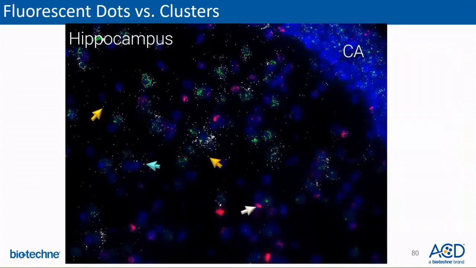Similar patterns of dots and clusters are seen in the fluorescent versions of the assay as well. The yellow arrows point to single mRNA molecules with fewer ZZ probe pairs bound to them, compared to the dot shown by the teal arrow. The white arrow is pointing to a cluster with an irregular shape due to overlapping signals from multiple mRNA molecules.